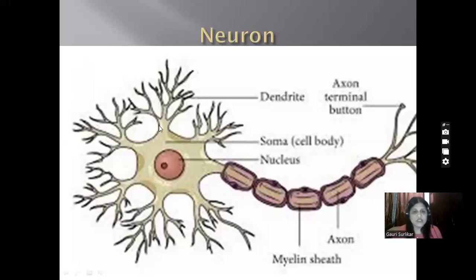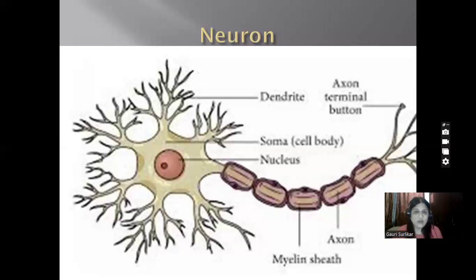These conical processes you see coming out from the cyton are called dendrons, and the finer branches of dendrons are called dendrites. Dendrites bring in the impulse.